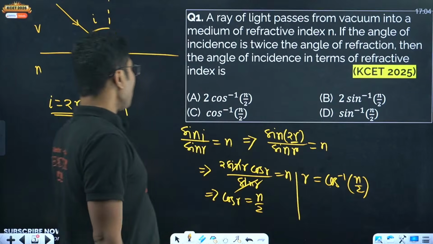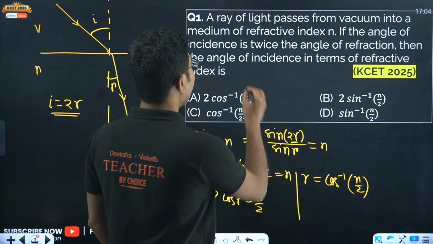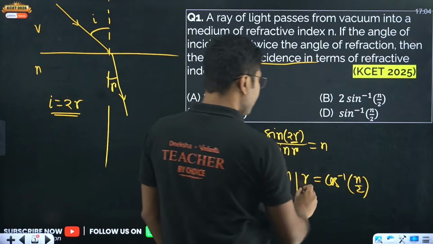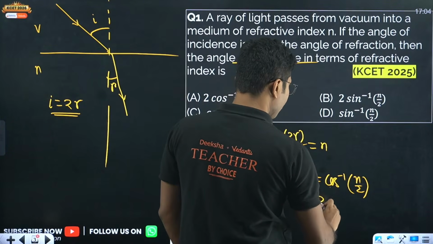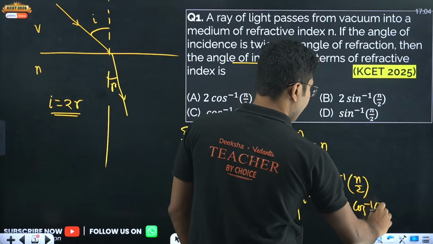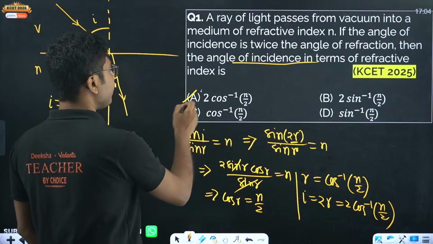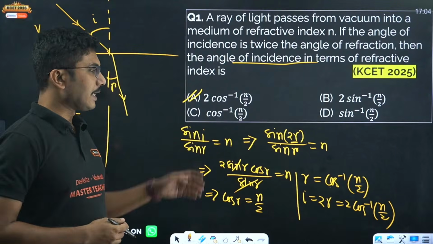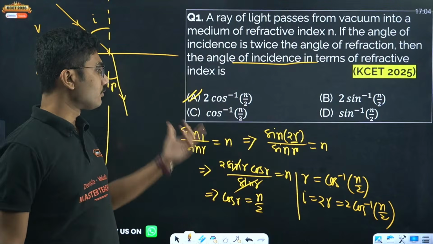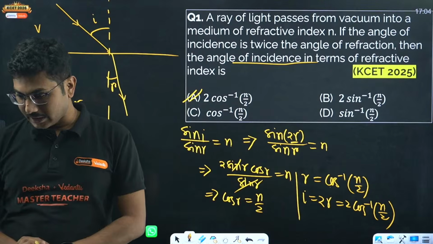Now obviously if you leave it here you will make a mistake, because they ask you the angle of incidence. The angle of incidence is 2 times r, that is 2 times cos inverse n by 2. So the correct answer will be 2 times cos inverse n by 2. The students who made mistakes last year calculated it, but by mistake marked option C as correct.